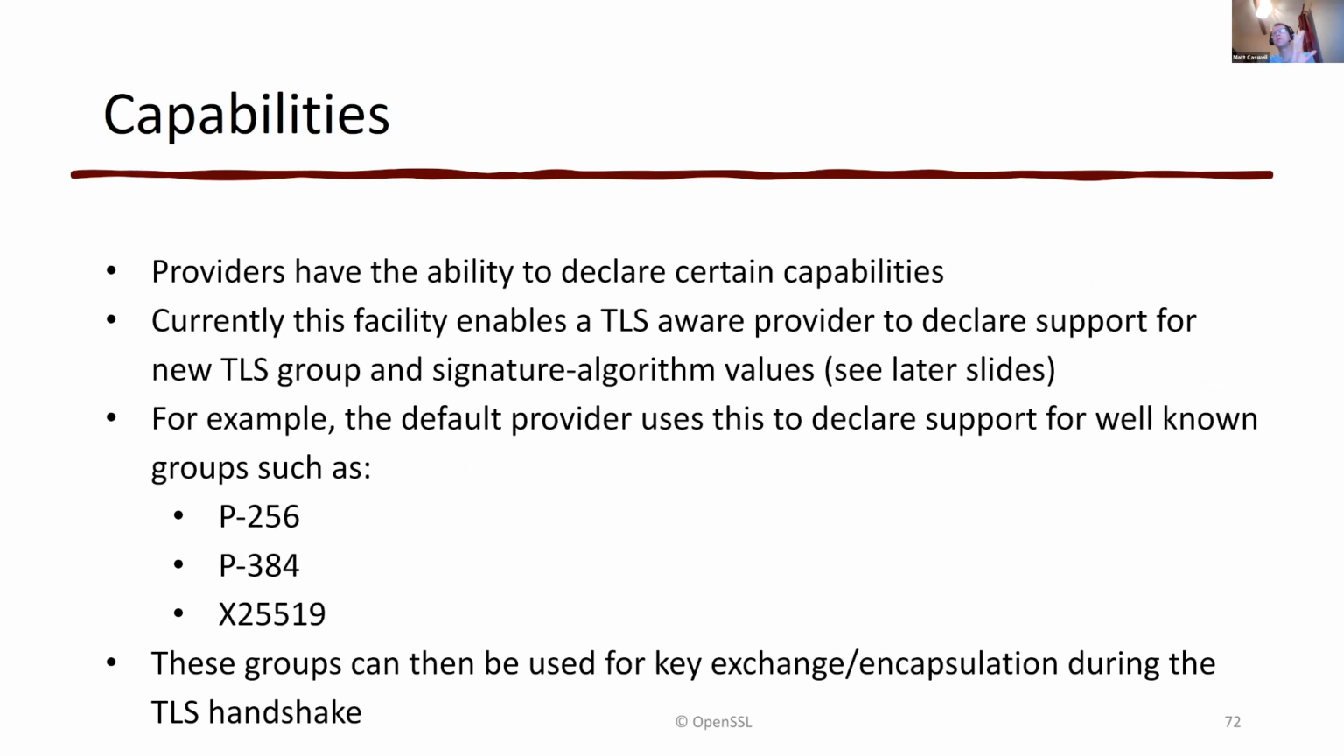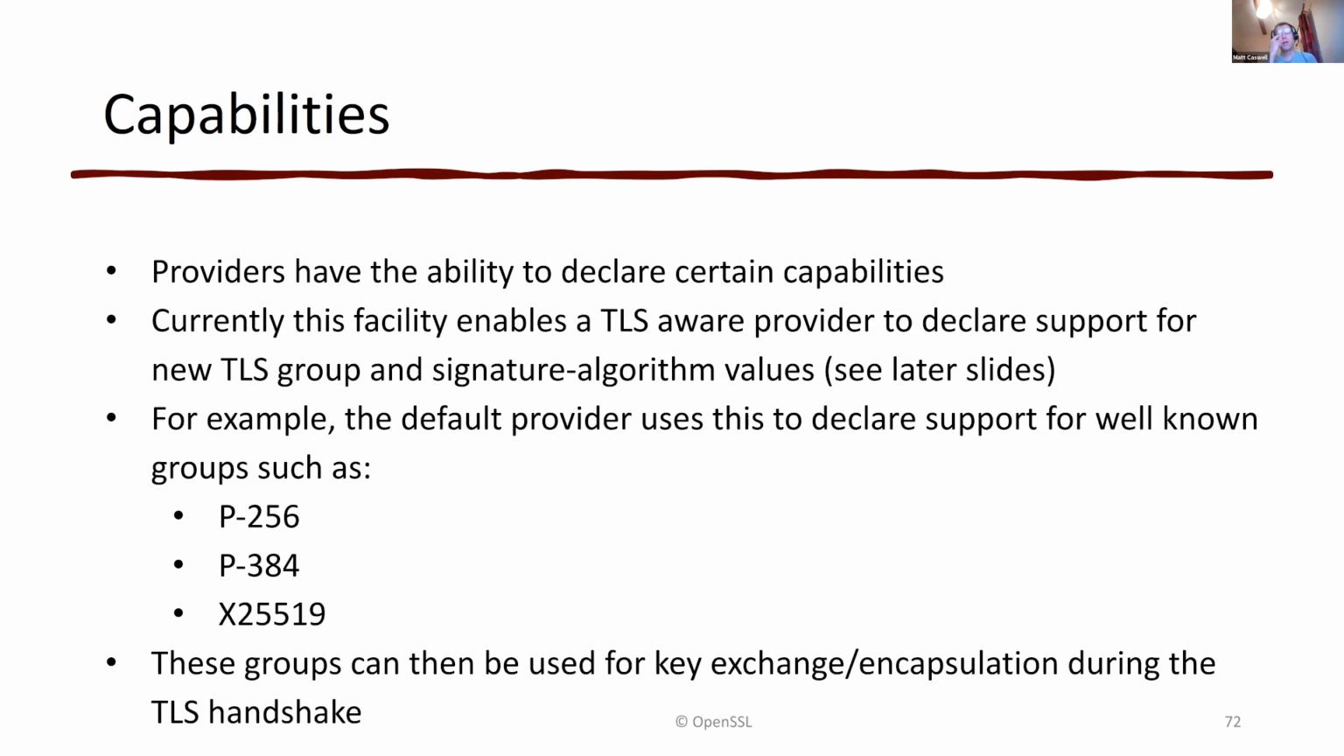Okay, so that's groups. I'm just going to talk about the capabilities feature, and then we'll talk about how they combine. So the providers have the ability to declare certain capabilities. These capabilities aren't TLS specific necessarily in concept, but as of today, the only ones we have are related to TLS. We have capabilities for TLS groups, and we have capabilities for TLS signature algorithms. It's entirely possible in the future we'll have new ones, and even ones which are nothing to do with TLS.